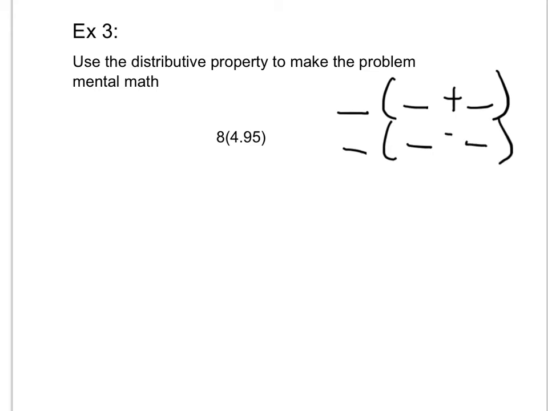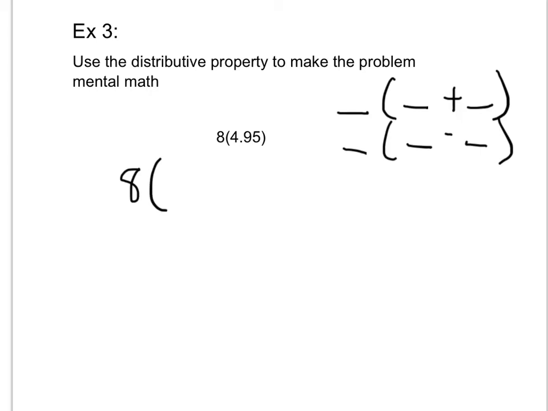Okay, so basically we want to split this into 2 things that are added or 2 things that are subtracted that are easy to multiply by, because then we can do this problem in our head without having to write it out. Okay, so basically what I'm looking for is, what is a number around $4.95 that's really easy to multiply by? Okay, and I'm not going to mess with the 8.